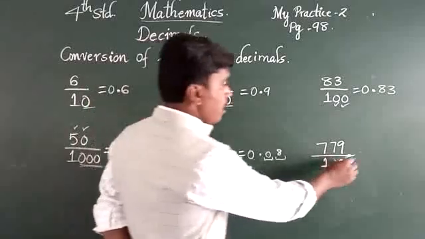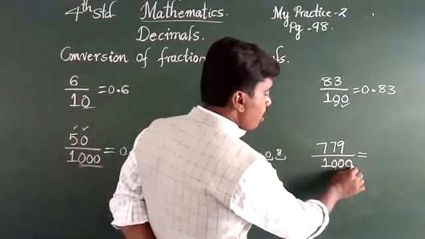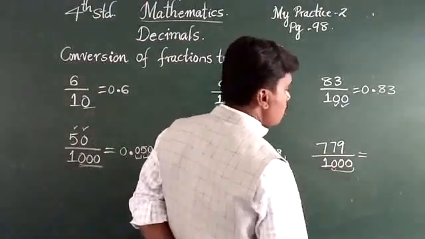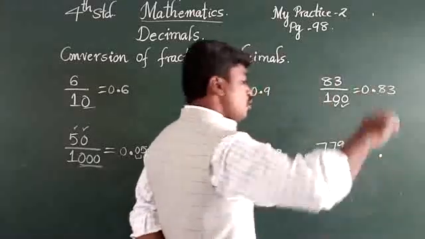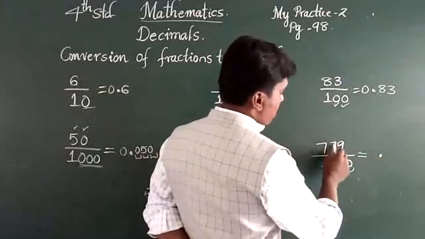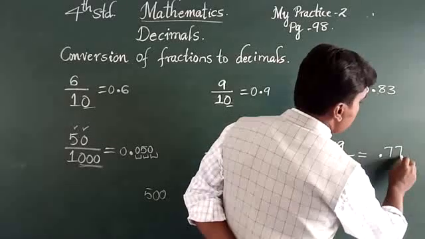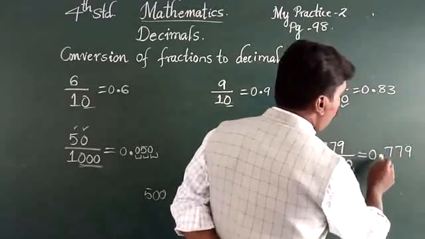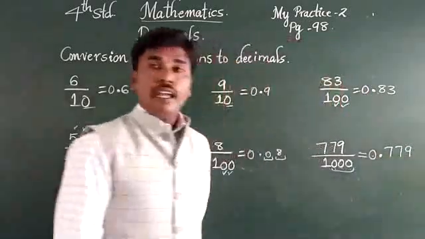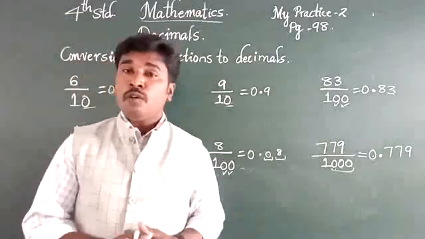So now you come to the next one. How many zeros are there, dear children? There are 3 zeros. Point after 3 digits will come. Which are 779? 779. So 0.779.